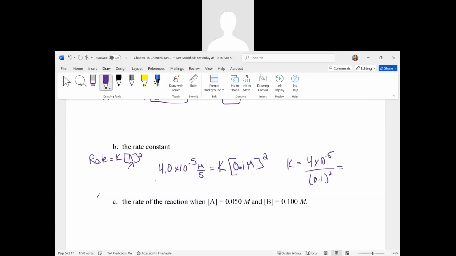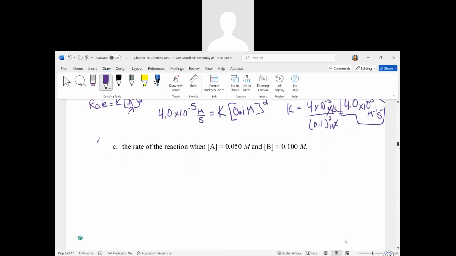And so this would end up giving us 4.0 times 10 to the third, and let's keep track of our units. This would be molar squared, and this was molar per second. So one of these molars will cancel out with this one. We're going to end up with our units here of molar to the -1 seconds to the -1. So be careful when you calculate your units for your K, for your rate constants.